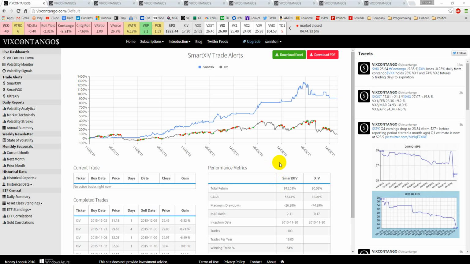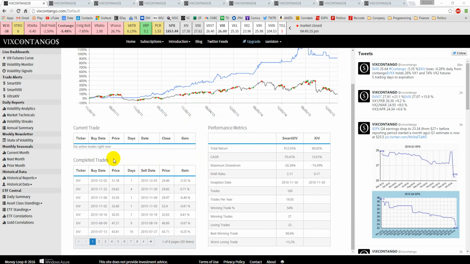The Alert subscription gives you access to three volatility strategies: the Smart XAV strategy, the Smart VXX strategy, and the Ultra XAV strategy. Each of these strategies has a strategy screen where you get to see the performance of the strategy versus its benchmark. So in this case, you get to see the Smart XAV versus the XAV itself since inception. The green and the red dots are when the strategy bought and when the strategy sold.